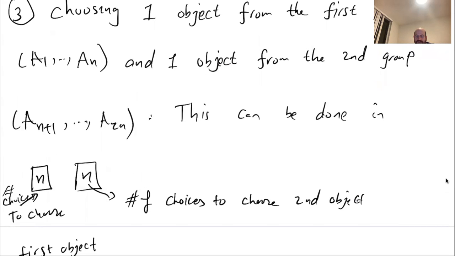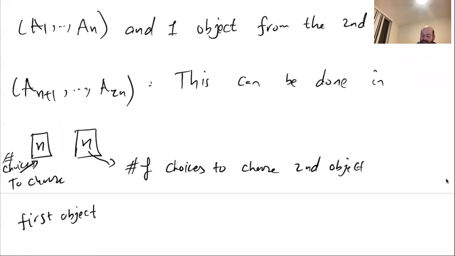And for the second object again, I have n objects, a_{n+1} to a_{2n}. I want to choose one of them, so I have n choices again. N choices for the first object, n choices for the second object, and therefore n times n, a product rule. If I can do one task in n ways, and a second task in m ways, in total I have n times m ways to do both of those tasks.